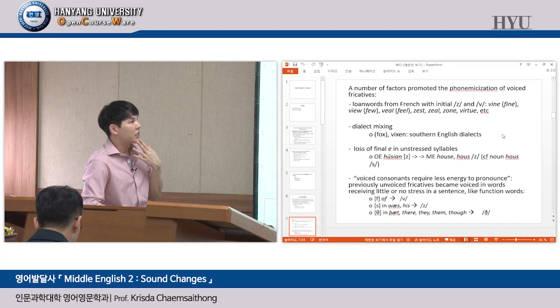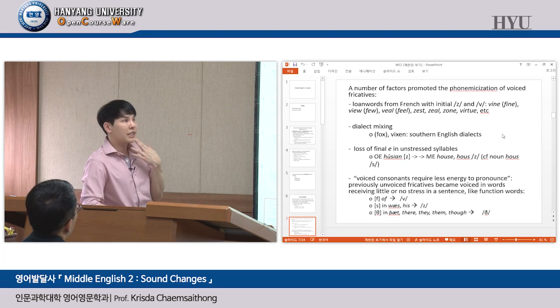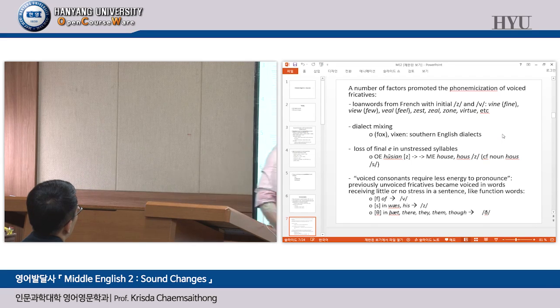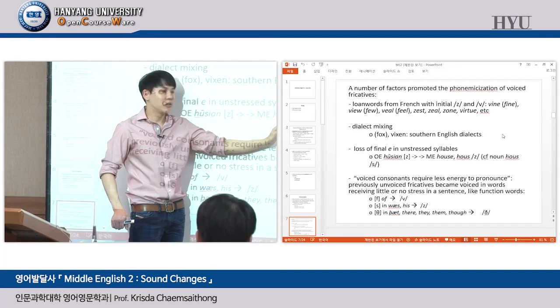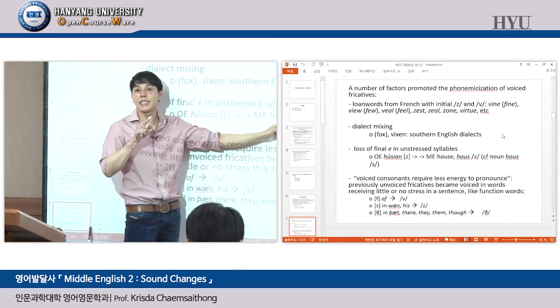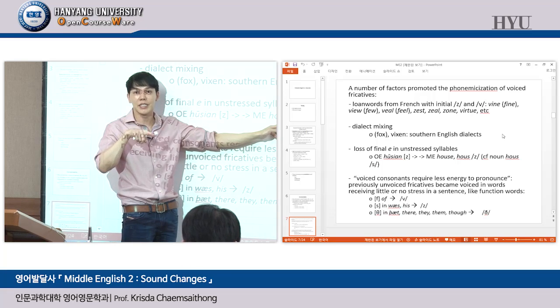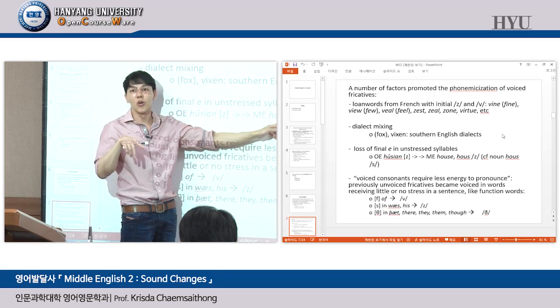And another factor is loss of final E in unstressed syllables. We talked about this before, right? So when you lost the final E, which used to be a schwa, right? When you lost the final E, the sound that used to be like S here is between two voiced sounds, right? Two vowel sounds. So it should be pronounced as a Z, right? It should be pronounced as Z, as an allophone in Old English.